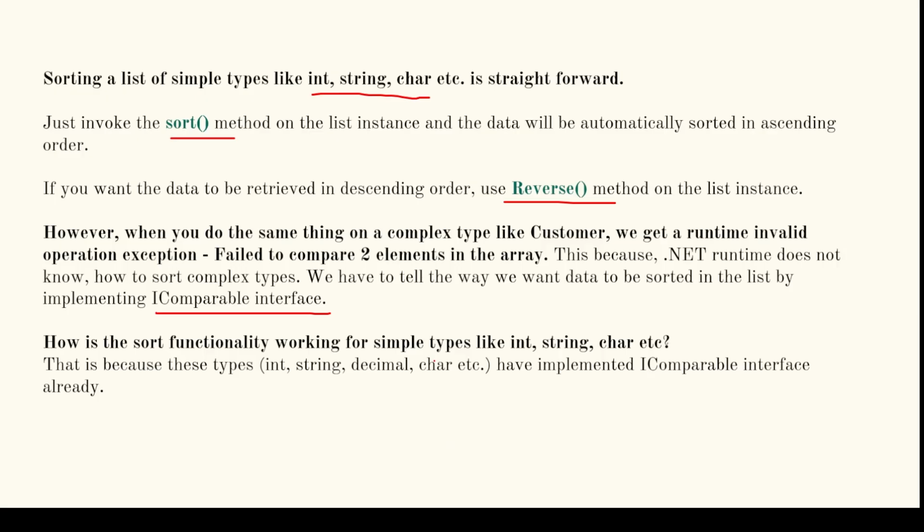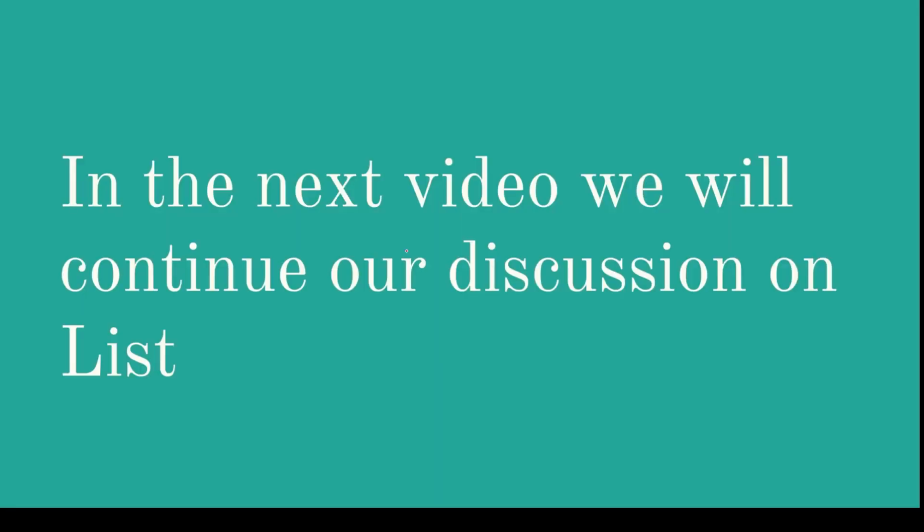For now, we can just remember this. We are able to sort data types like integer, strings, and character. That is because they have implemented the IComparable interface. Because of this, we are able to sort the data. So that's it, guys. In the next video, we will see how we can sort complex data types.